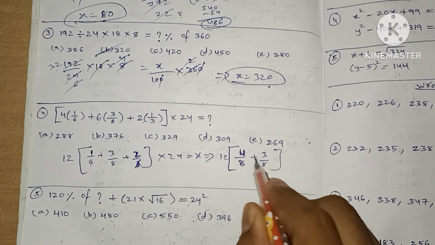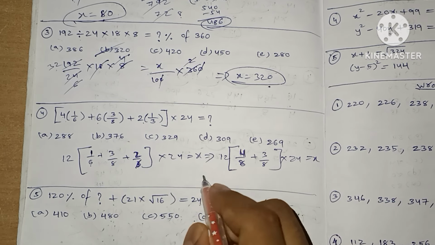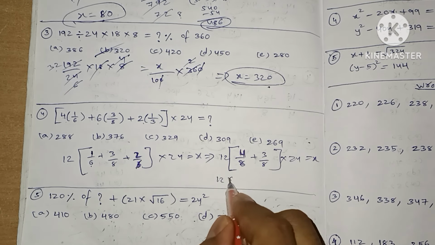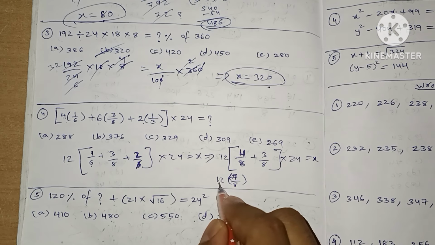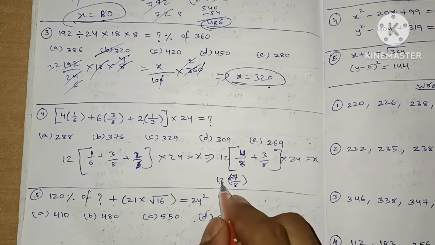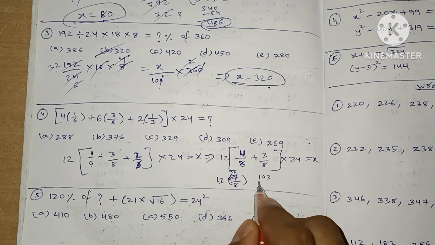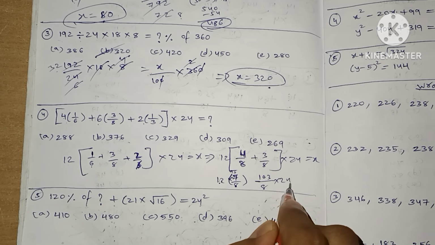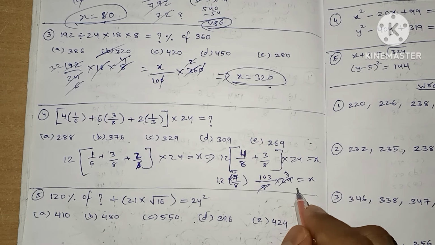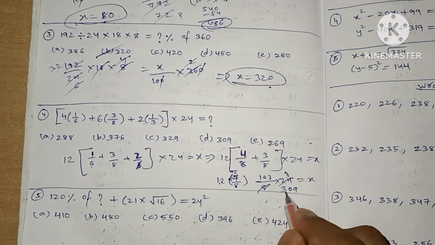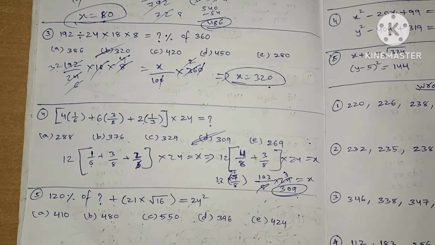4 plus 3 equals to 7 by 8. 12 into 7 by 12, 7 by 8 means 8 12 times 96. 96 plus 7, which will be 103 divided by 8 into 24. This will be 3 times equals to x. 3 times 309 is our answer. Option D is our answer.